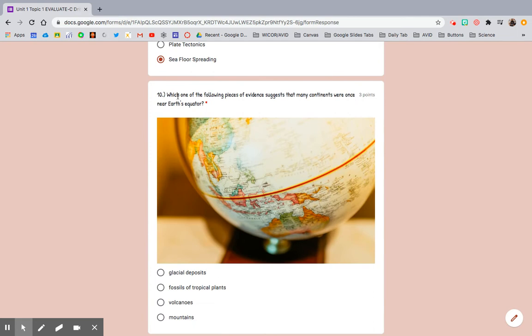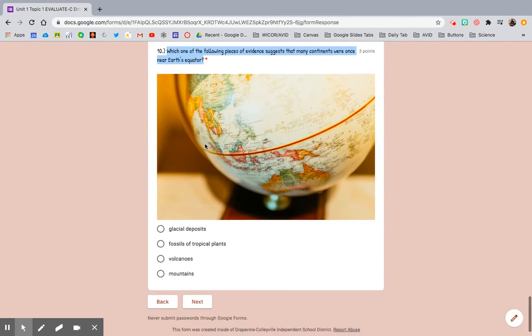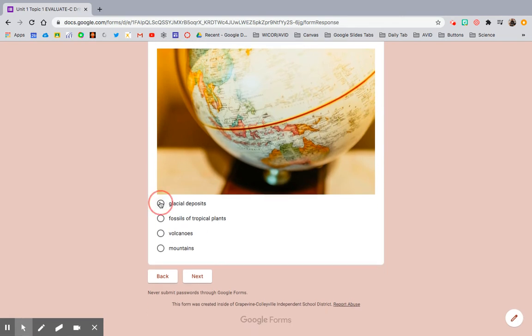Number 10, which of the following pieces of evidence suggests that many continents were once near Earth's equator? So this is Earth's equator, and they're saying that a lot of the continents used to be located near the equator. And why? Because of glacial deposits? Because of fossils and tropical plants? Because of volcanoes? Or because of mountains? And then you hit next.